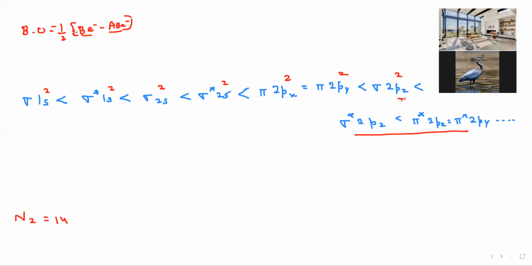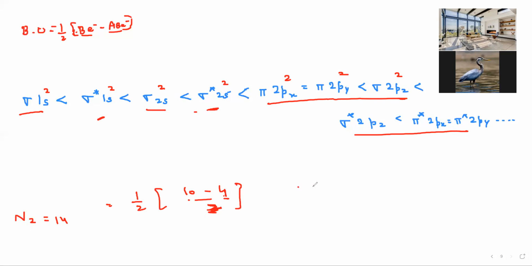So it's 10 minus 4. How many bonding electrons? Bonding is 10, and anti-bonding are only 4. So 10 minus 4 is 6, and 6 by 2 is equal to 3. So the bond order is 3.